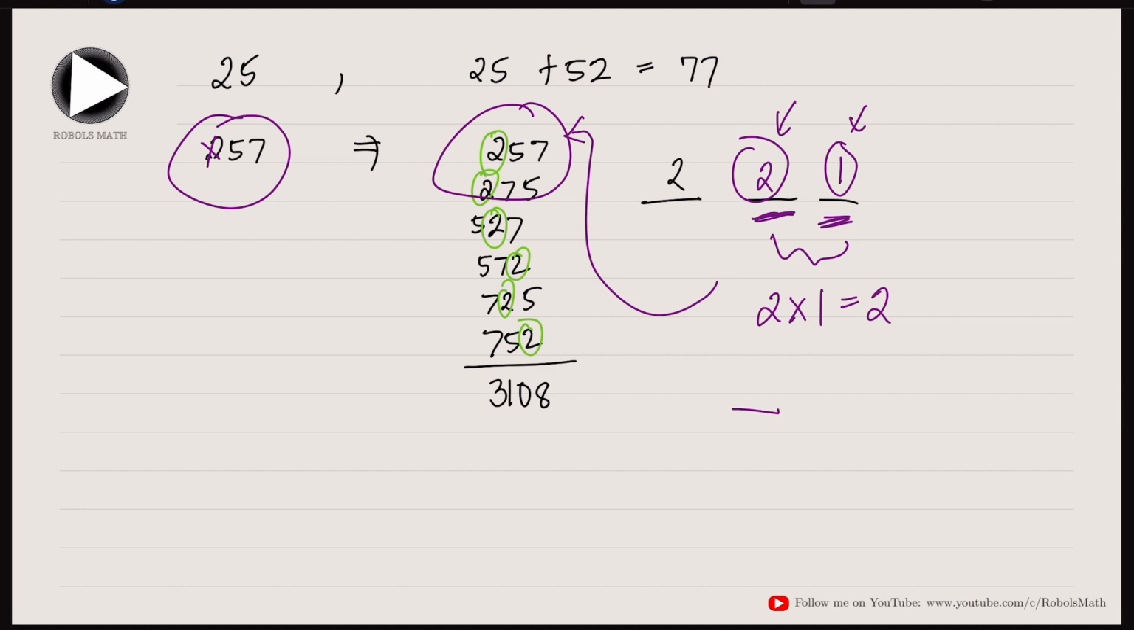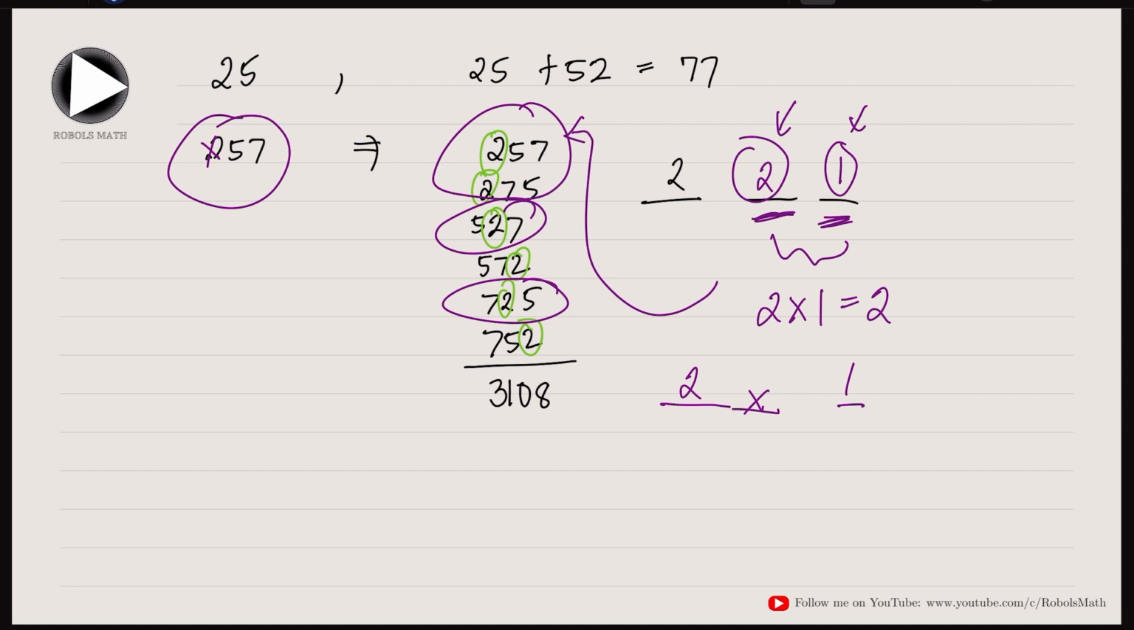From here, we see that we only have two cases where 2 is the leading digit. If 2 is the middle digit, we also get the same number of cases. That's 2 times 1, which is also 2. So we have this 2 as the cases where we have the middle digit. In other words, 2 can be placed as the leading digit twice, as the middle digit twice, and as the last digit twice as well.